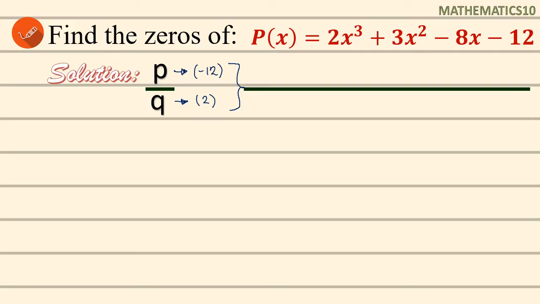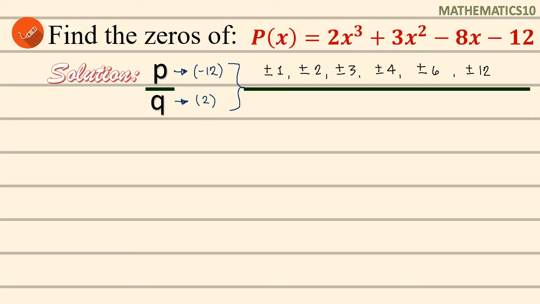I just would like you to focus on what are the factors of 12 and what are the factors of 2. So first, in our numerator, what are the factors of 12? We have positive and negative 1. What else? Positive and negative 2. What else? Positive and negative 3. We can have as well positive and negative 4, positive and negative 6, and positive and negative 12. So I guess we're done.